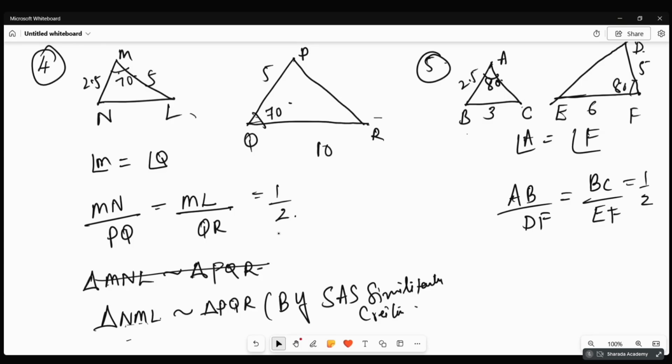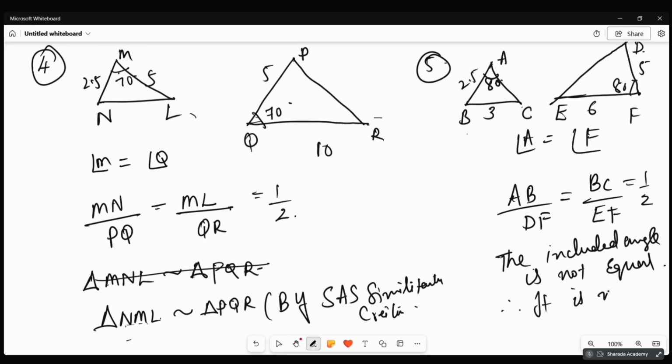Okay. The included angle is not equal. Some other angle is equal, but the included angle of the two sides is not equal, right? Therefore, it is not similar. Write down this, then we will continue.